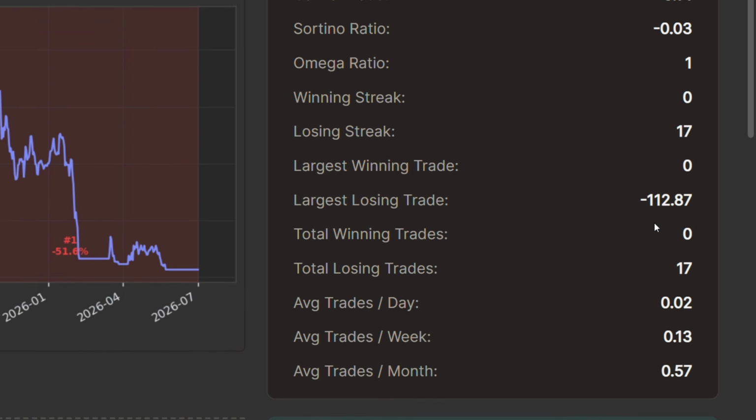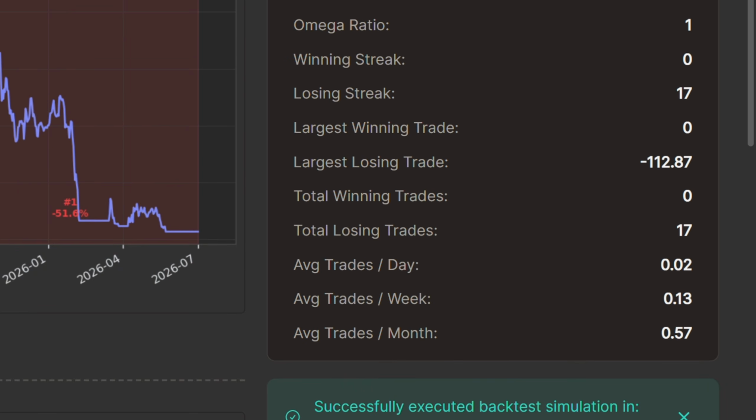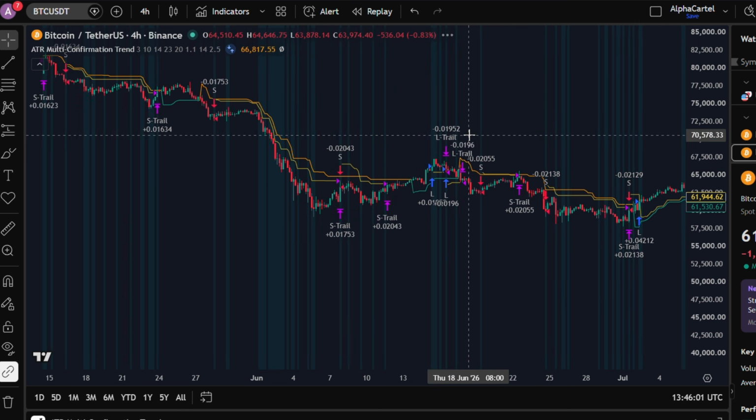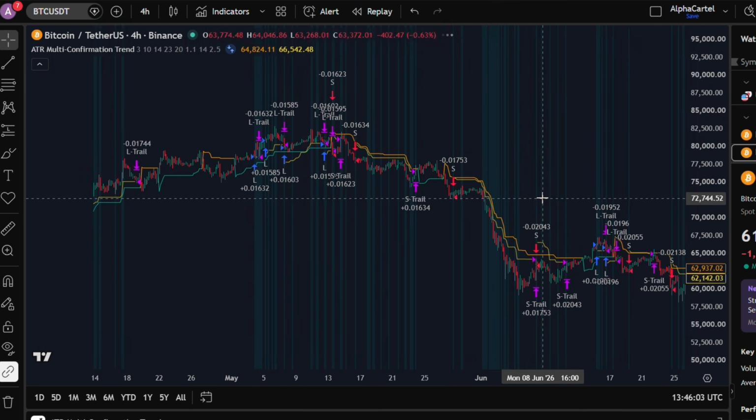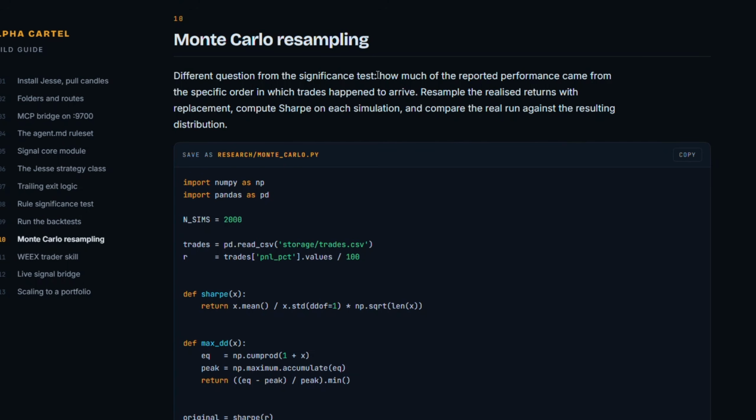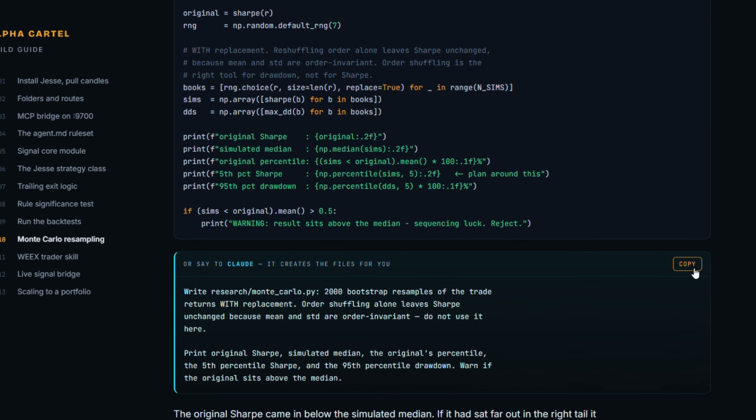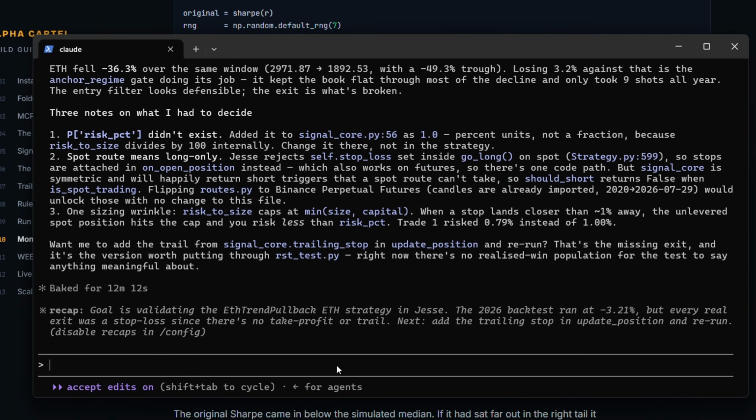Now, the significance test proved the entry wasn't random. There's a second question it can't answer, and it's the last check before this goes near an exchange. How much of the performance came from the specific order the trades arrived in? Take the realized returns, resample them with replacement into 1,000+ alternative histories, compute Sharpe on each. The original came in below the simulated median.